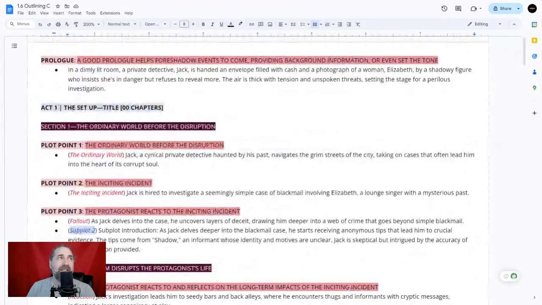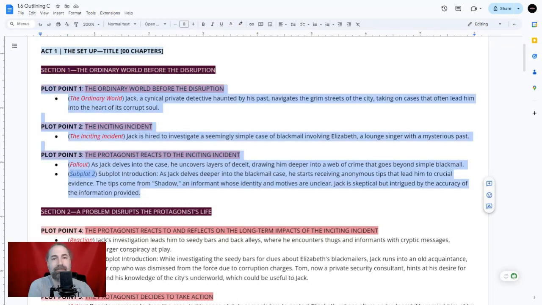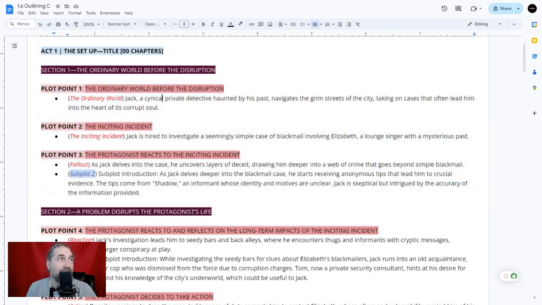Now, for shits and giggles, we can look at it a different way. Let's say section one becomes the novel. We want to tell this story. So section one, The Ordinary World, that means we get three plot points. So what does that mean? It means that if we wrote this book, the first plot point would still be Jack is a cynical private detective. Plot point three would be Jack delves in. Ignore the subplots right now. Jack delves into the case. He uncovers layers of deceit, drawing him deeper into a web of crime. And then this would be the midpoint conflict.